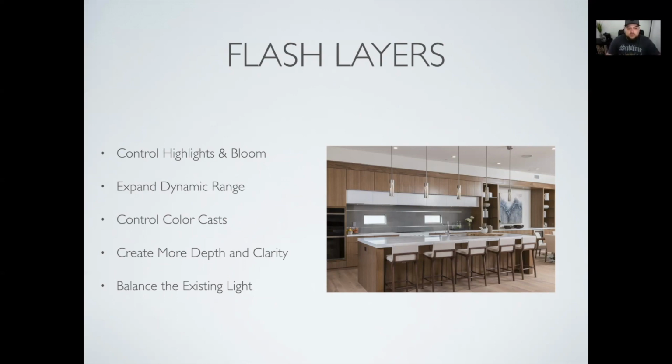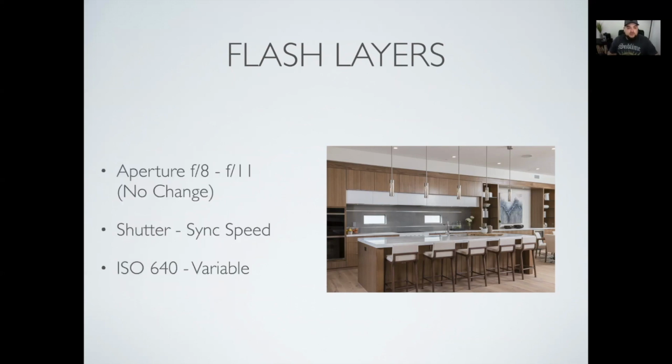Another thing flash does is it controls the color cast, as long as you're flashing off something white or neutral. It also can create more depth and clarity, and like I said, it's there to balance the existing light. You can also flash rooms that are off in the distance that aren't as bright, and then bring them in later to bring a nice even light throughout the entire scene. We'll be showing you how to do that too.